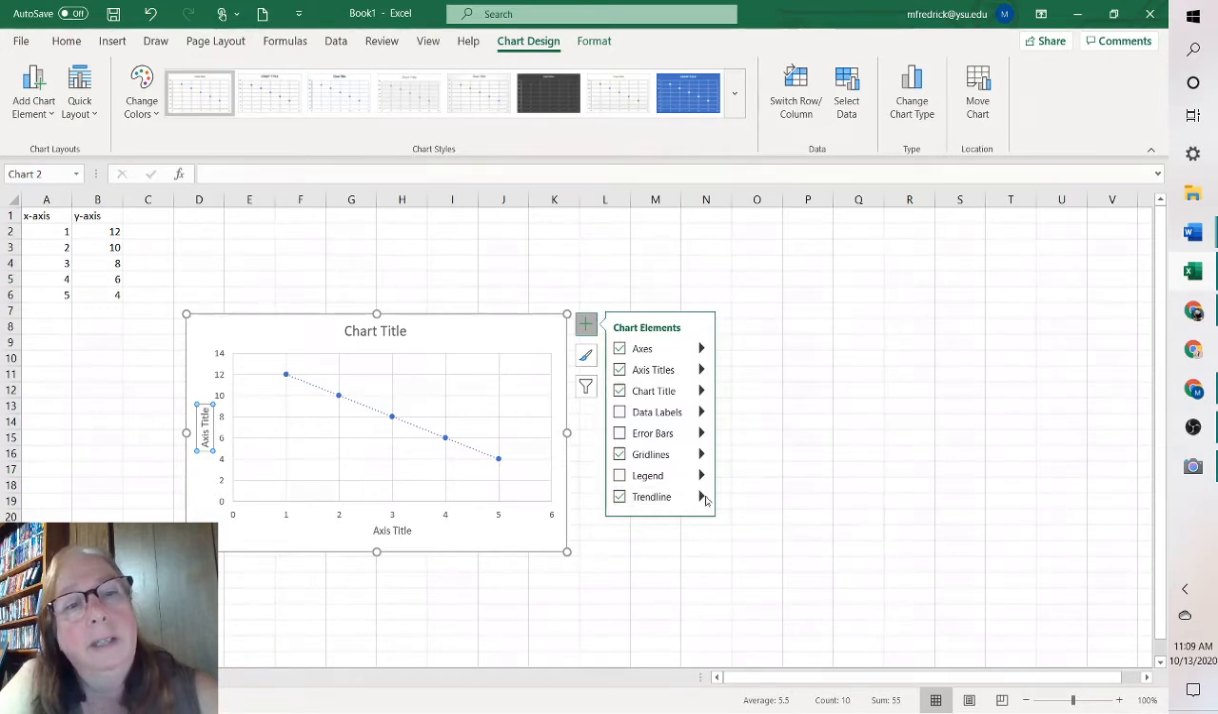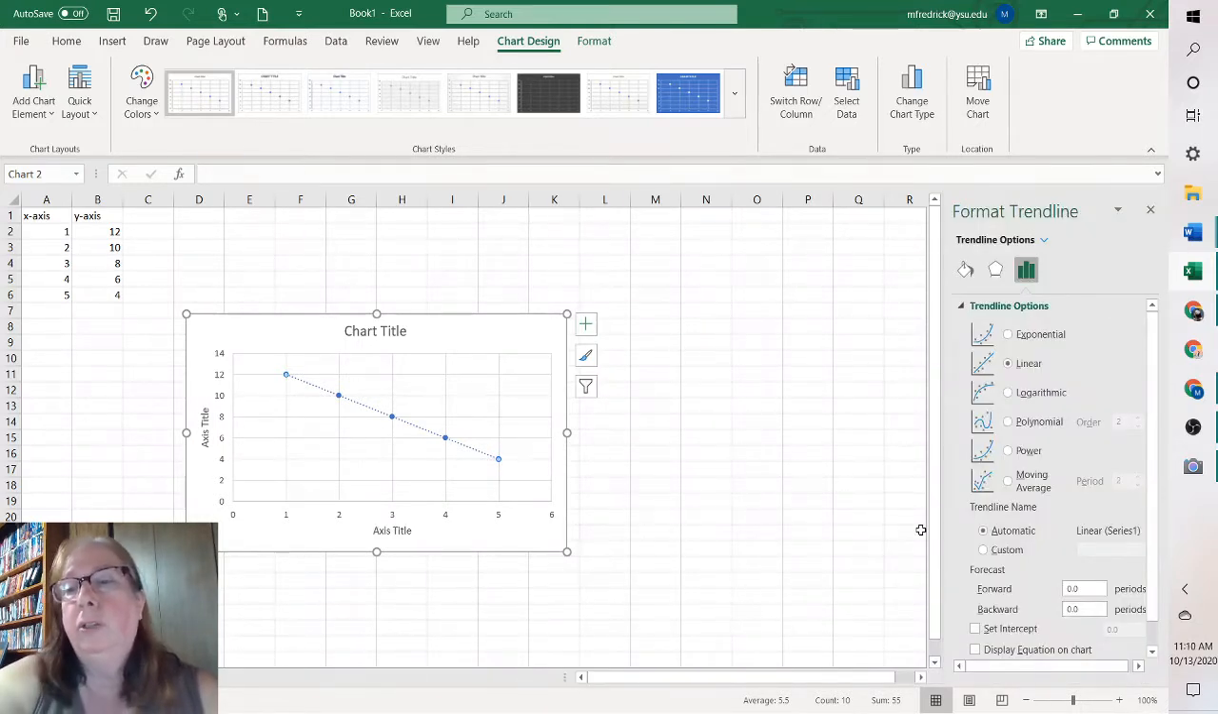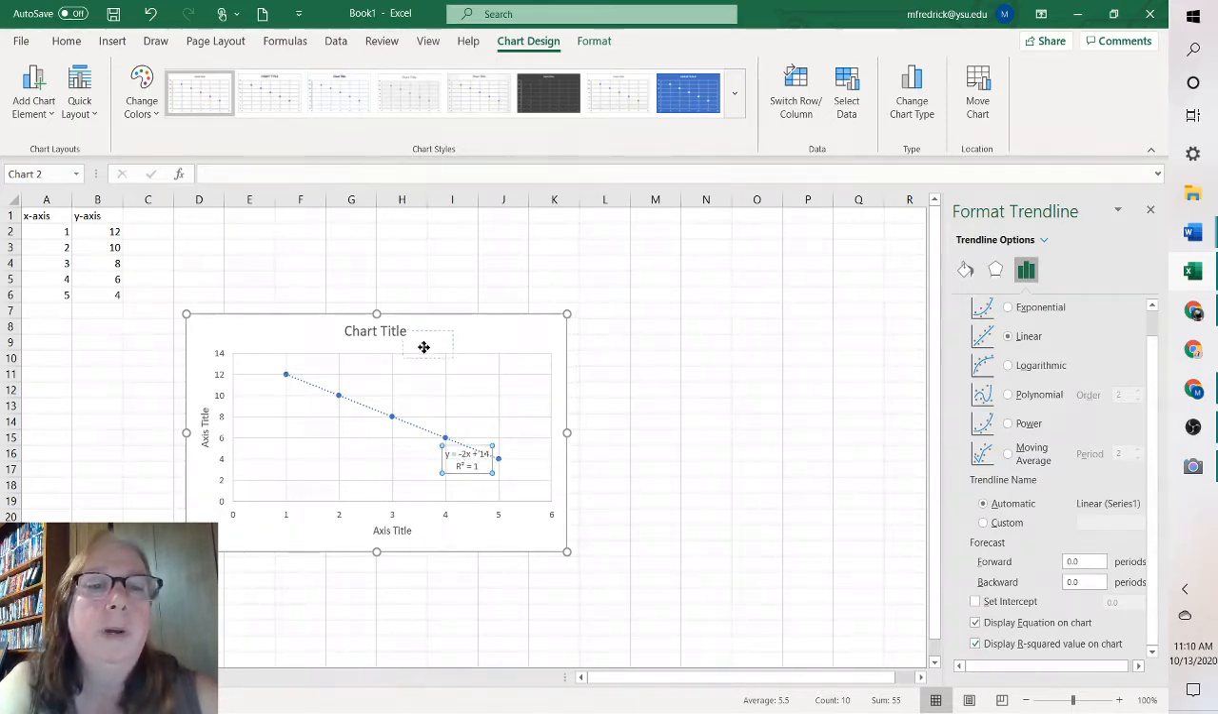See that line that it made? All the points are on it. Now we can get some more information under More Options, and then you go to the bottom. You want to display equation and display R squared here at the bottom. Click both of them. And then notice the equation popped up.